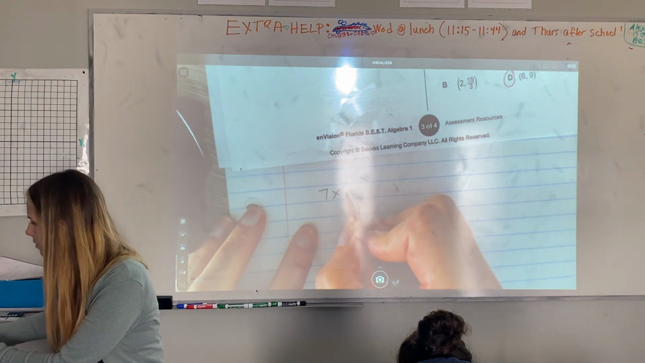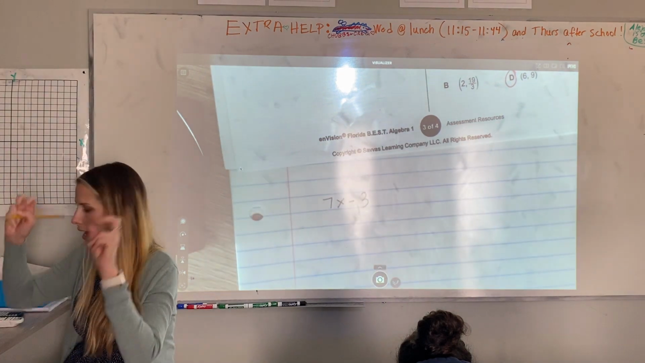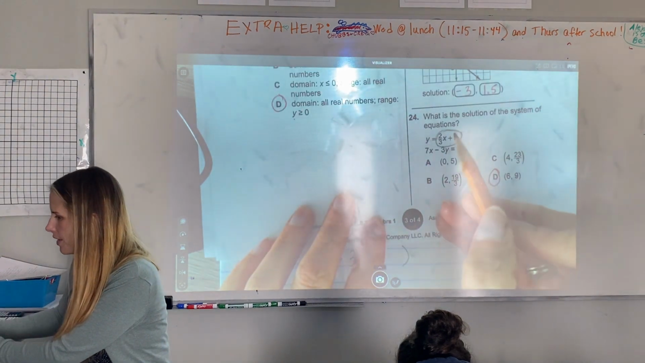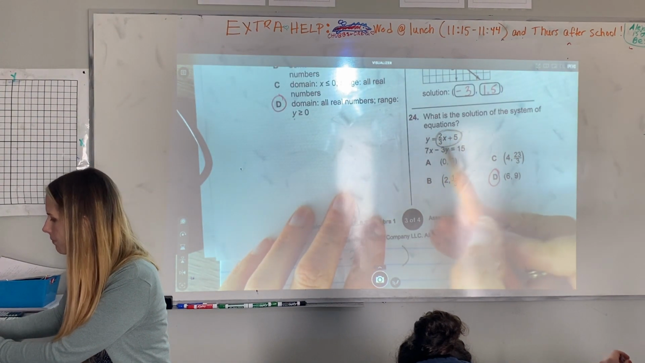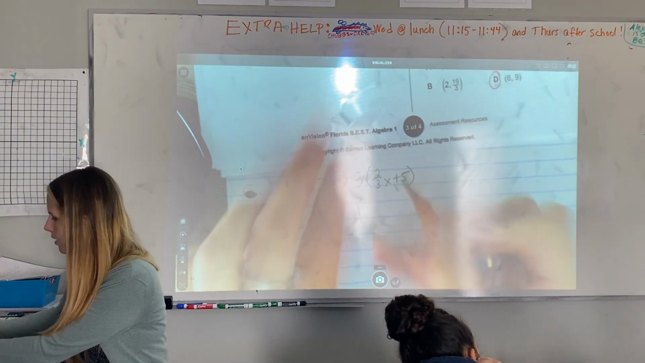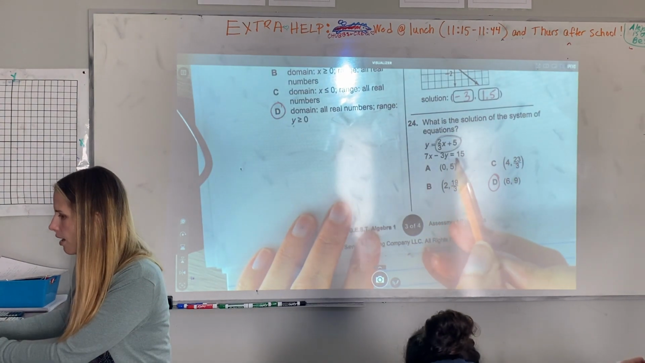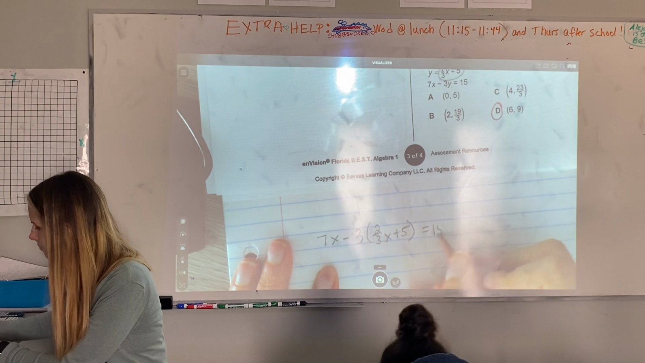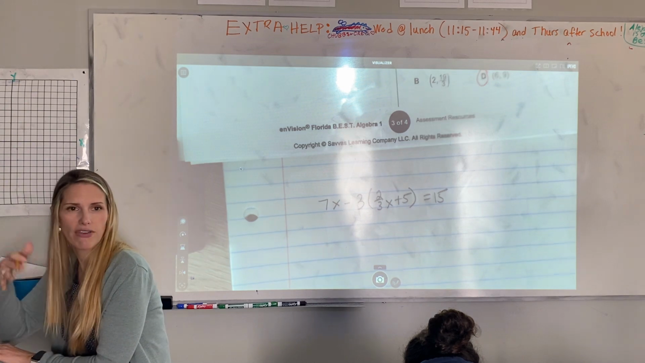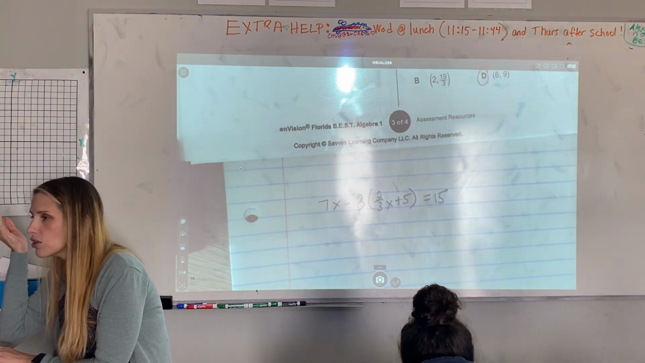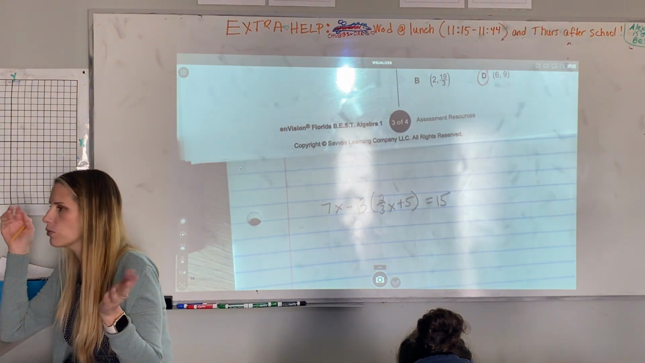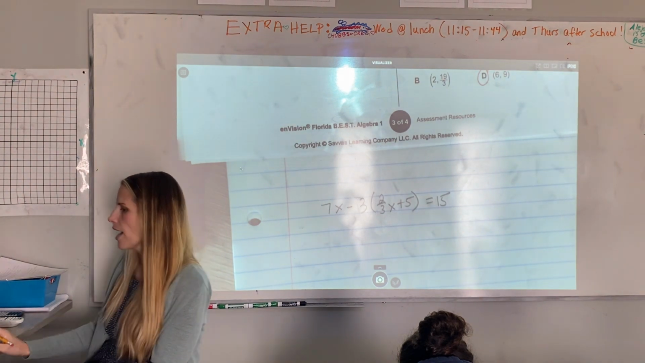7x minus 3y, but instead of writing y, I'm going to open up some parentheses and write this entire thing for the y: 2/3 x plus 5. And then of course I'm just going to finish my equation, equals 15. And now I'm going to solve for x. Look, we now have an equation that doesn't have a y variable. That's a good thing. We didn't eliminate it, we substituted it. But it still got rid of it, right? We don't have to deal with y right now, not until we solve for x.